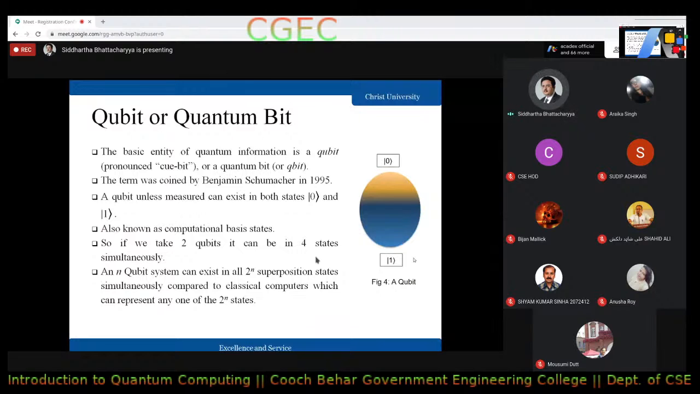Now you see the difference with a classical bit. All these things which I am going to discuss now are based on quantum mechanical principles, and on Schrodinger's principle, which stated the wave particle duality. That means until and unless you measure or observe a particle, it can appear both in wave form and in particle form.